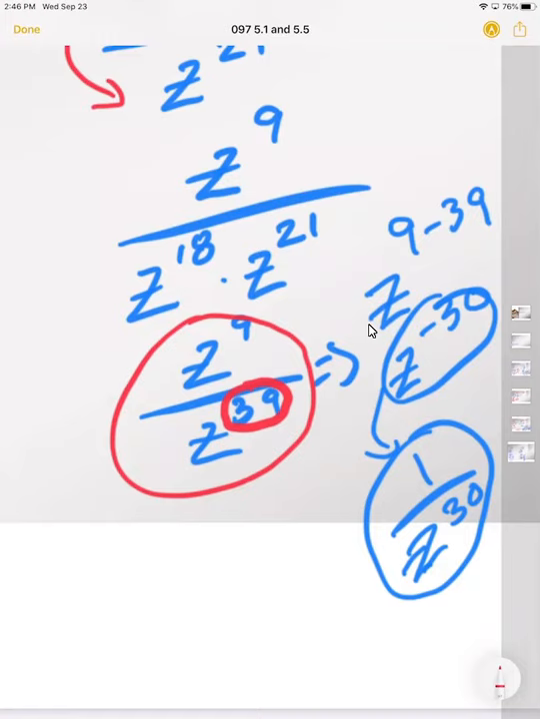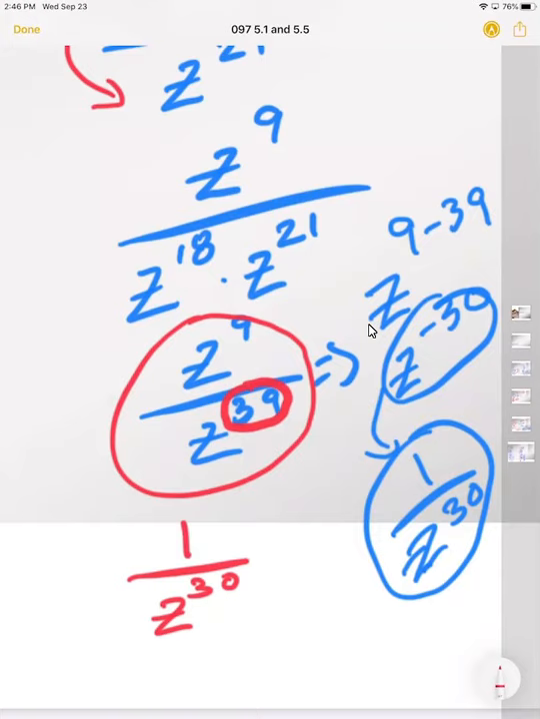Where is the 39? The 39 is on the denominator. Because the 39 is on the denominator, therefore the 30, the remainder, will be on the denominator. And how do I illustrate that it's on the denominator? Well, I just put a 1 because there's nothing left on the numerator.